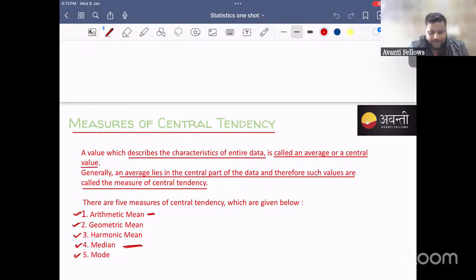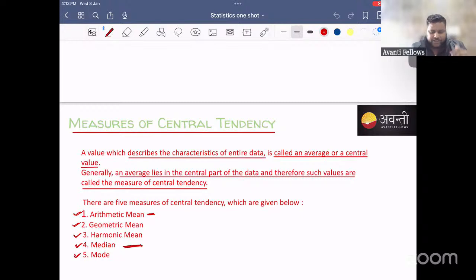So today we will cover the rest of the central tendencies like geometric mean, harmonic mean, median, and mode. And they are not really so important. Median is still important to some extent. There are a few formulas that you have to remember. That's it. Nothing much to do there.